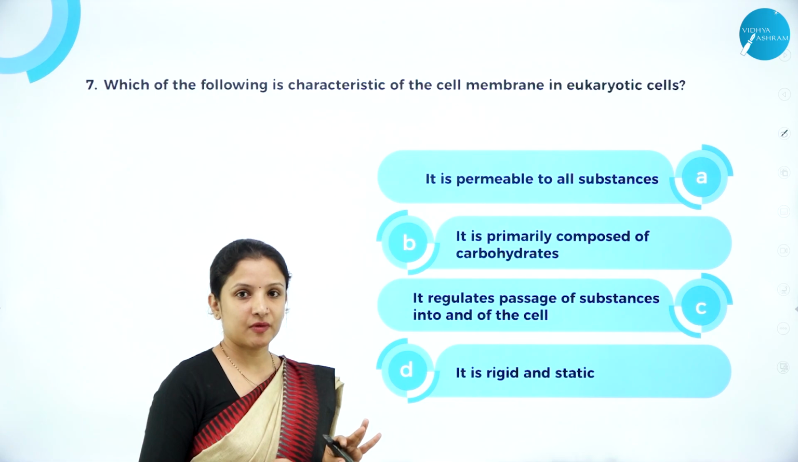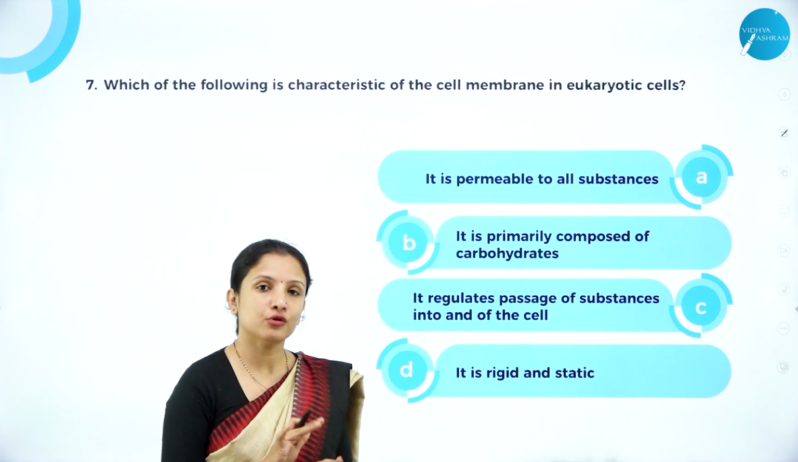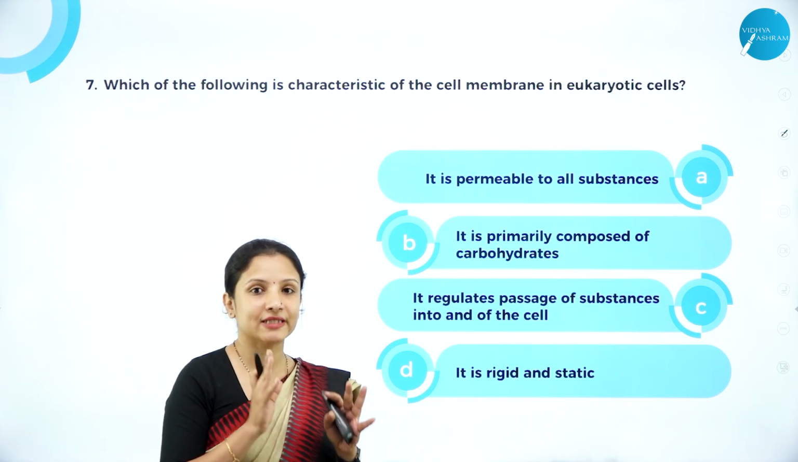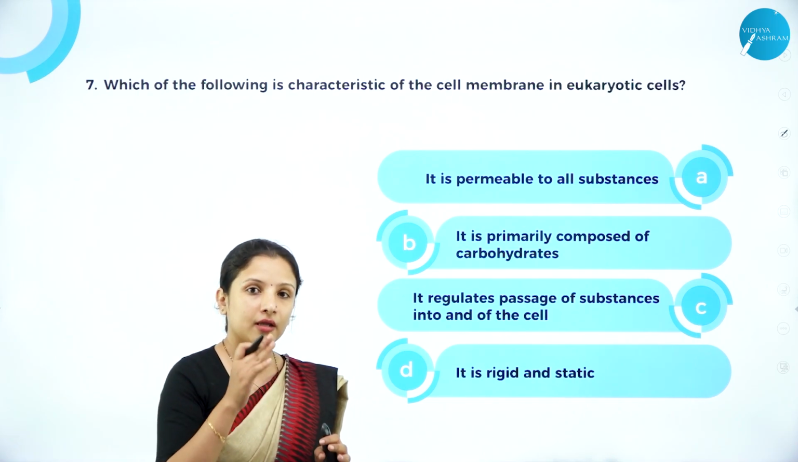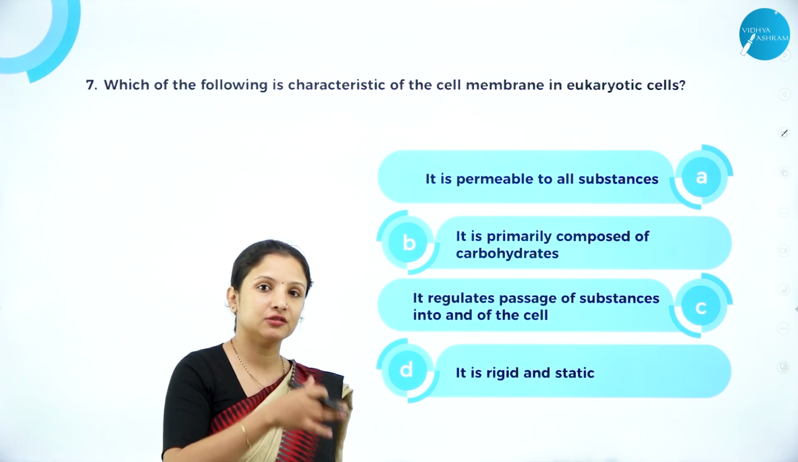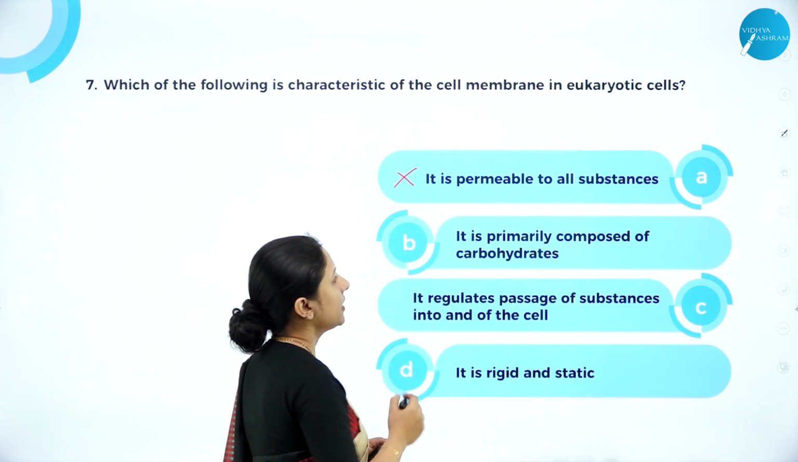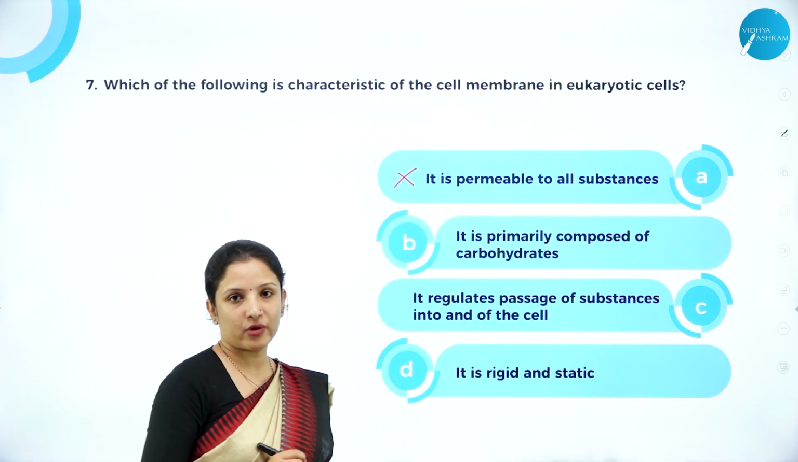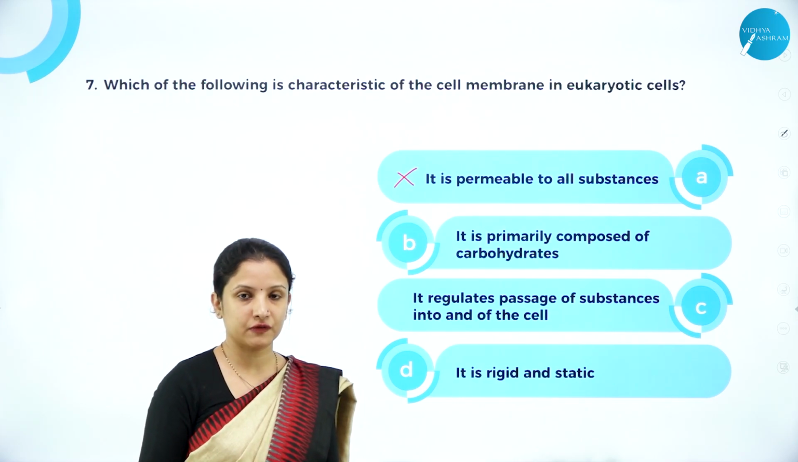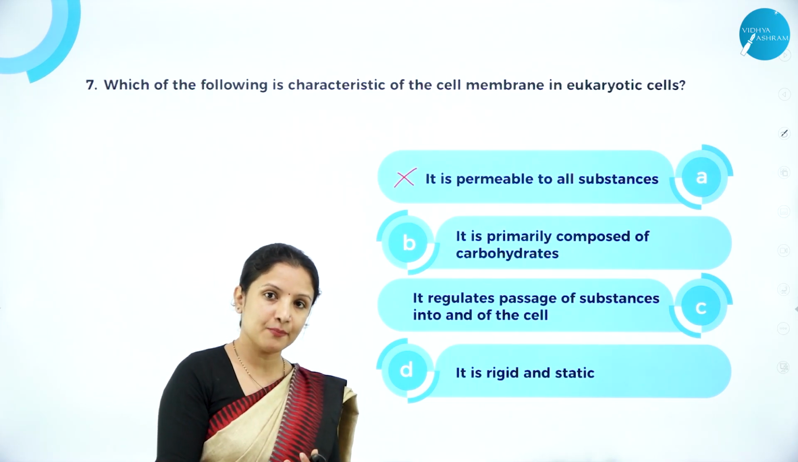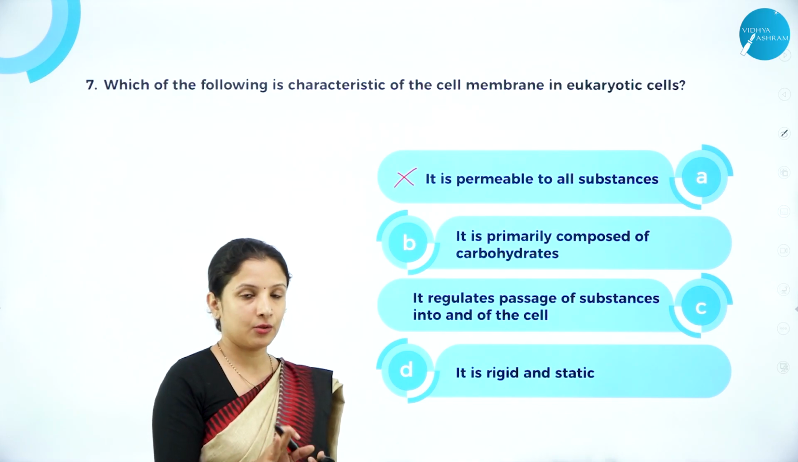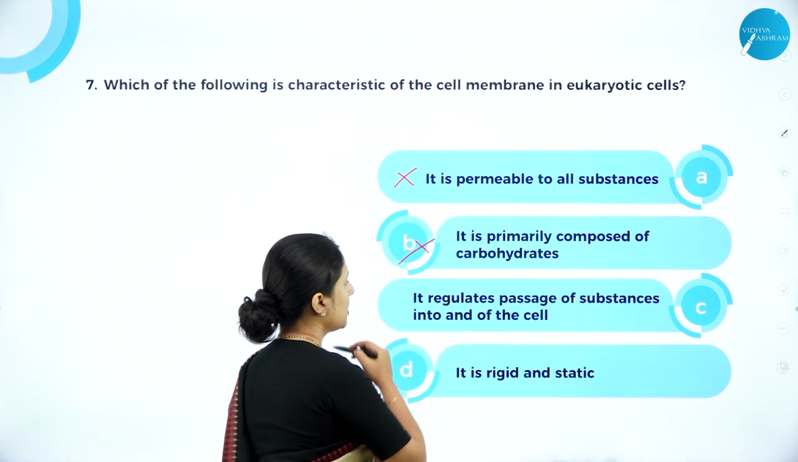The cell membrane or plasma membrane is not permeable to all substances. It is only selectively permeable, wherein it allows only certain substances to enter into and move out of the cell. Therefore, this option is wrong. It is primarily composed of carbohydrates? No, it is not primarily composed of carbohydrates. It is primarily composed of lipids and proteins. Therefore, this option needs to be eliminated.